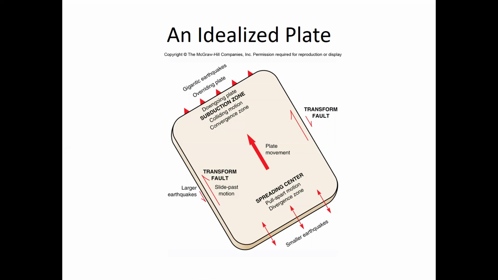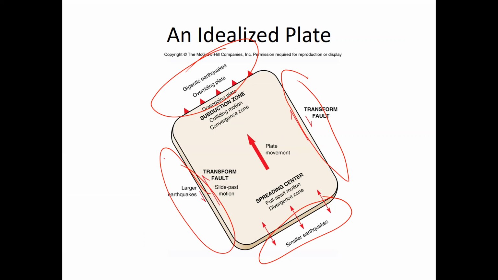So first we have this idealized plate. This is just a theoretical plate. It's moving in the direction of this red arrow. And since it's moving this way, it's going to be diverging from a plate on this end, converging with a plate on this end, and sliding along a plate on these ends. So as a result, we will have a divergent plate boundary over here, a convergent plate boundary over here, and two transform plate boundaries on the sides.